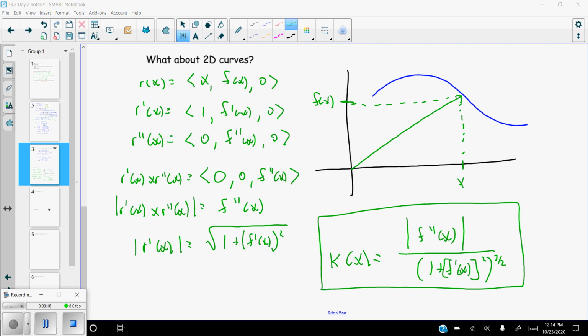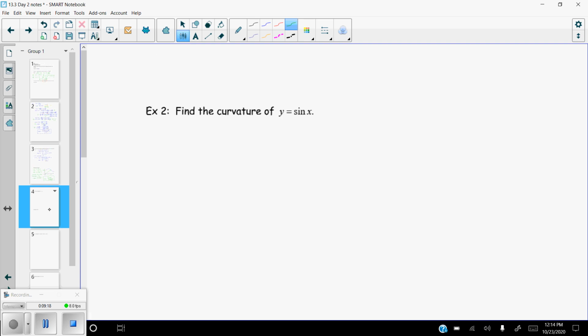So let's go ahead and do an example. Find the curvature of y equals sine of x. Okay, so for the curvature function, let's go ahead and find the components. So we need f prime of x, which is going to be cosine of x, and we need f double prime of x. Those are really the only two things we need, which is negative sine of x.